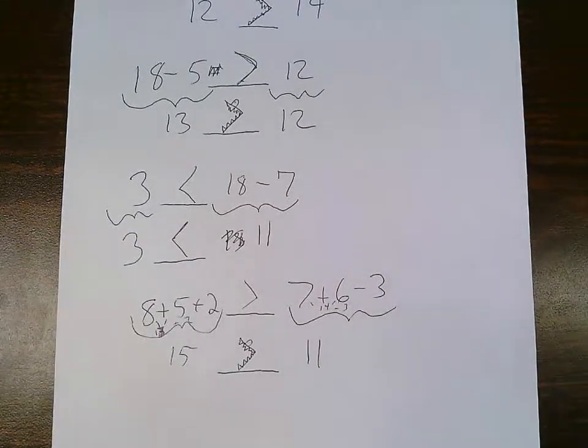So once again, figure out where the alligator is, split the problem apart at the alligator, and then simplify each side, and it will be very easy to see which side the alligator is going to eat, or if it's going to be a confused alligator as an equal sign.